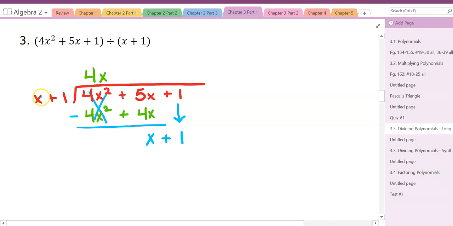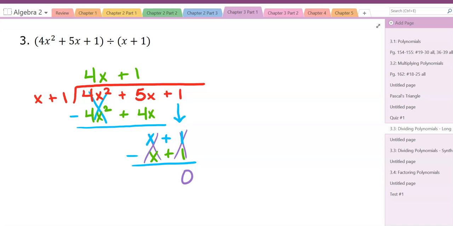Because I already have x and I'm trying to get to an x, I don't want to multiply by any more letters because otherwise I'm going to start getting x squareds. So I'm really only going to multiply by a 1. So that x times 1 is x, and 1 times 1 is 1. So when I subtract on this one, everything cancels out because x minus x is 0, 1 minus 1 is 0, so I get a remainder of 0. This is that case I was talking about, that there is no remainder. So my answer is just 4x plus 1.